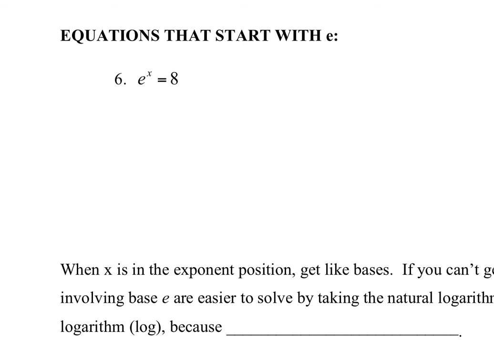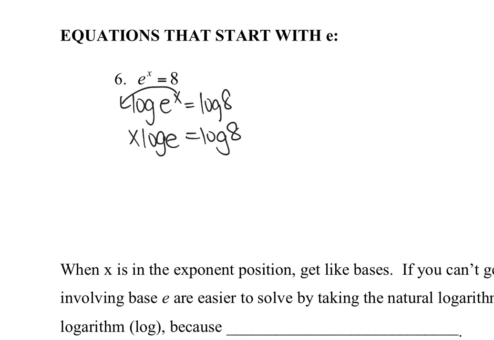So similar to Tuesday, we're going to take the log of both sides. So log of e to the x is equal to log of 8, which enables me to bring that x out in front using log properties backwards. And then to get x by itself, I'm going to divide. So log of 8 divided by log of e. So you can go ahead and try and type that in the calculator.